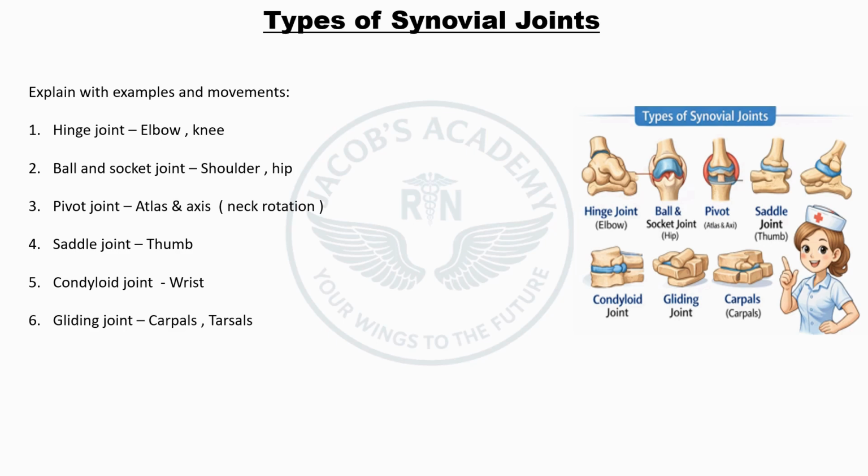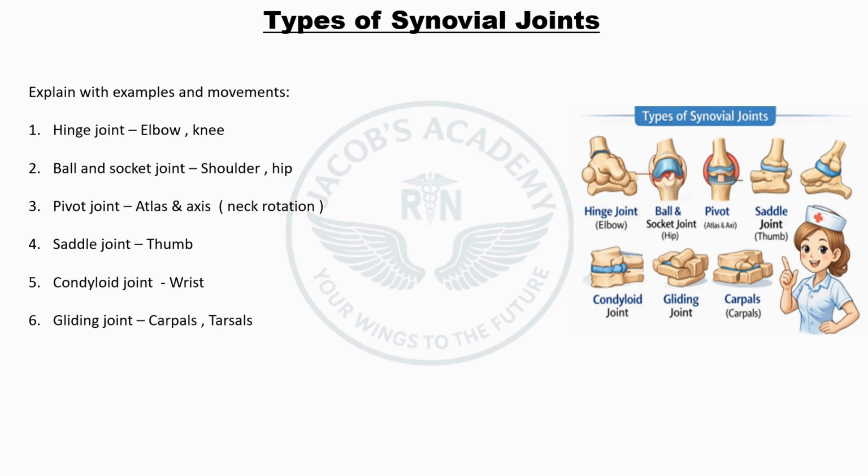The first type is the hinge joint. Hinge joints allow movement in one direction only, mainly flexion and extension, for example the elbow and the knee. The second type is the ball and socket joint. In this joint, the rounded head of one bone fits into a cup-shaped socket of another bone. This arrangement allows movement in all directions, including rotation, for example the shoulder and hip.